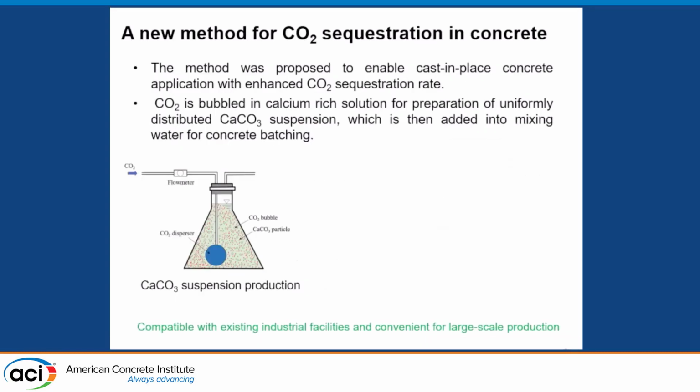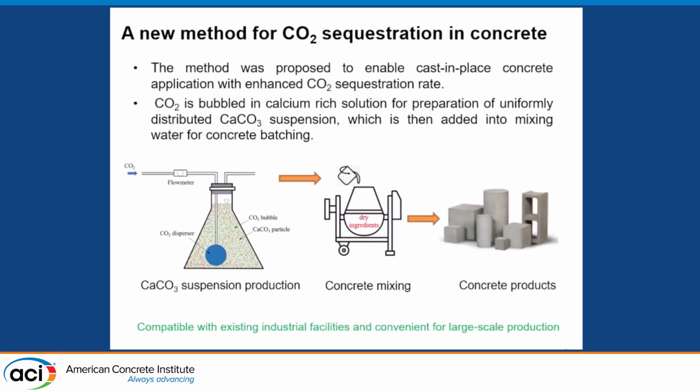In this study, we propose an alternative method to enable cast-in-place concrete application with enhanced CO2 sequestration rate. The method we use is to bubble the CO2 into a calcium-rich solution, so that you will generate a uniformly distributed calcium carbonate suspension. It has a very small particle size, and then we add the solution together with the mixing water to the concrete during the concrete mixing, and then we prepare the specimens. This process is compatible with the existing industrial facilities and conventional, and it is convenient for large-scale production.